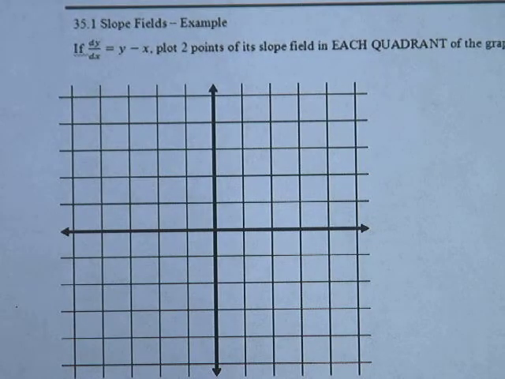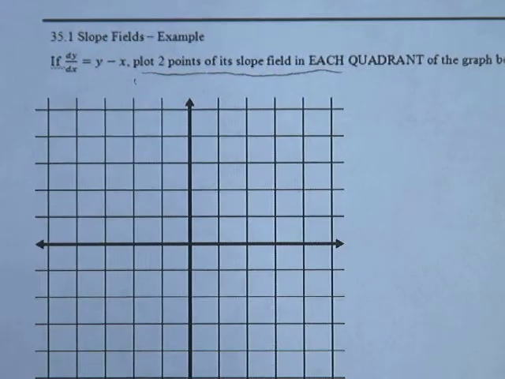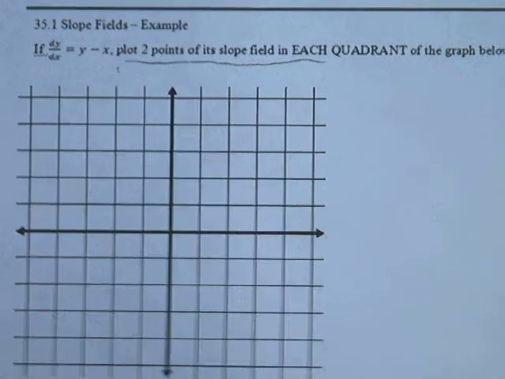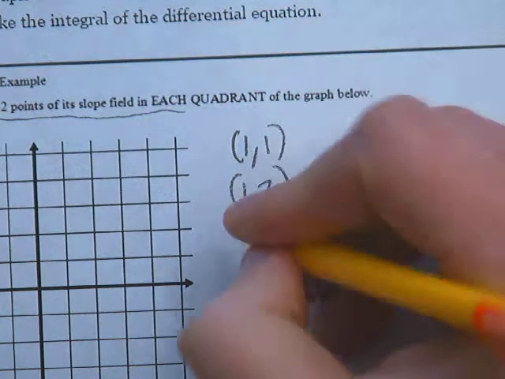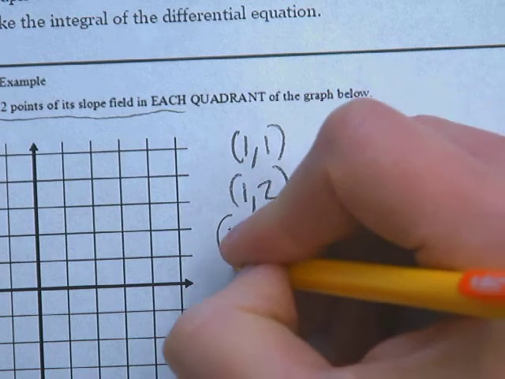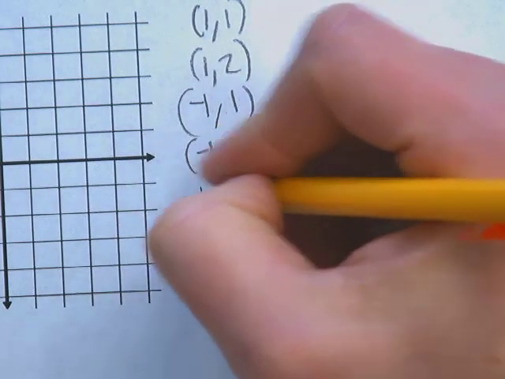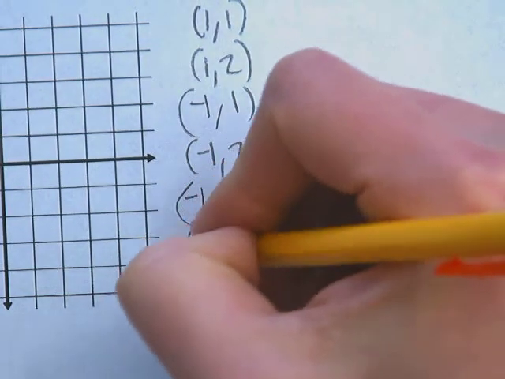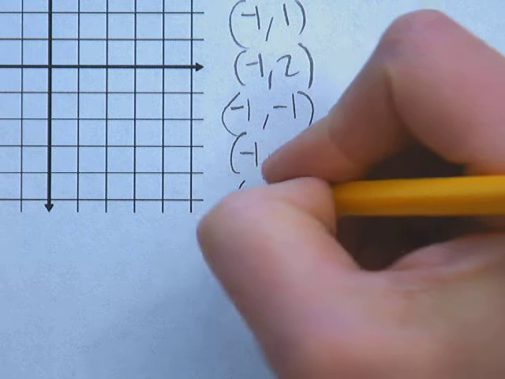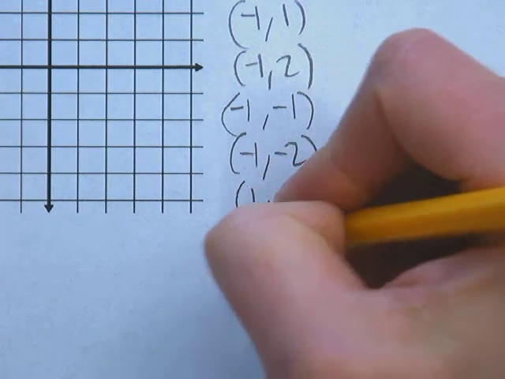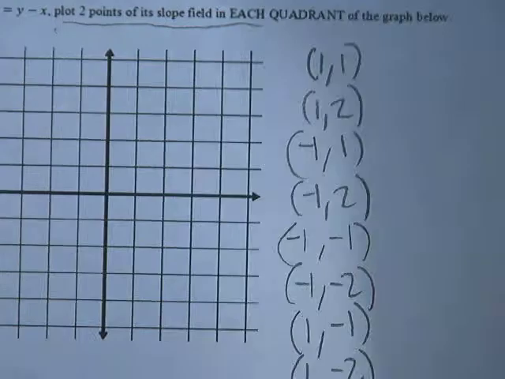When they give you a slope equation, all you do is, well, okay, this one asks you to plot 2 points of the slope field in each quadrant. So I would list out the points I'm going to use for this. I'm going to use (1, 1) and (1, 2) in the first quadrant. I'm going to use (-1, 1) and (-1, 2) in the second quadrant. I'm going to use (-1, -1) and (-1, -2) in the third quadrant. And in the fourth quadrant, I'm going to use (1, -1) and (1, -2). So I just kind of picked easy points because then I don't have to think as much.